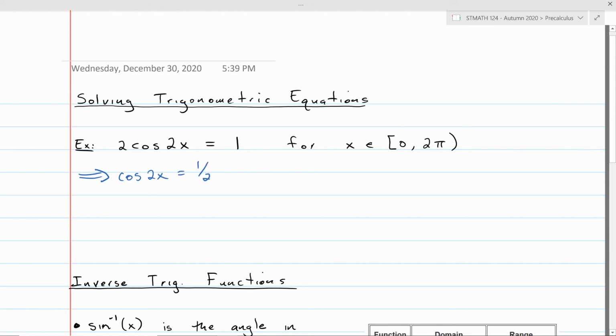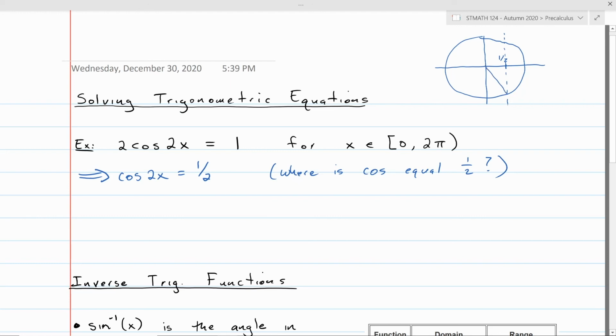And so I just have to ask myself, where on the unit circle is cosine equal to 1/2? And so I think about a picture. Cosine is the x-coordinate, so it's just saying where on the unit circle is the x-coordinate 1/2. So it's at these angles, pi over 3, and then 5 pi over 3. So I've got to have 2x equal to pi over 3, or I could have 2x equal to 5 pi over 3, and then dividing by 2, I could get x is pi over 6, or x is 5 pi over 6.